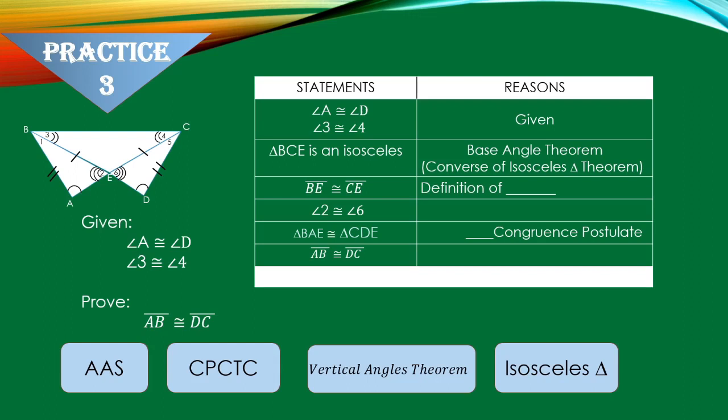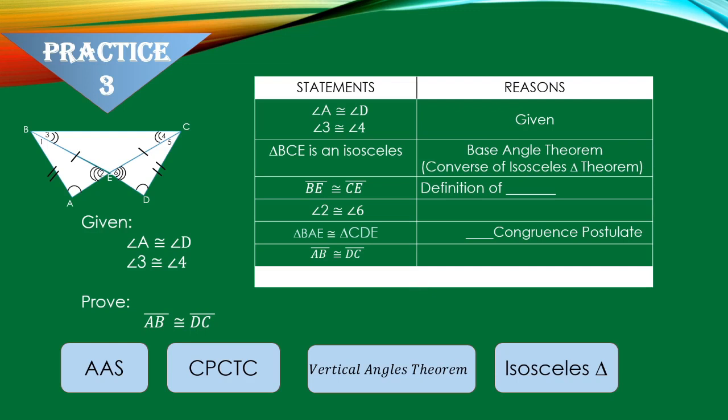Practice exercise number 3. Given, angle A is congruent to angle D. Angle 3 is congruent to angle 4. Prove that side AB is congruent to side DC. Statement number 1. Angle A is congruent to angle D, and angle 3 is congruent to angle 4. Reason: given. Since the two base angles are congruent, we can say that triangle BCE is an isosceles triangle.